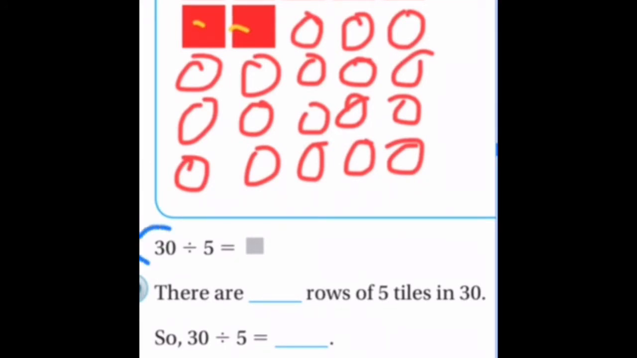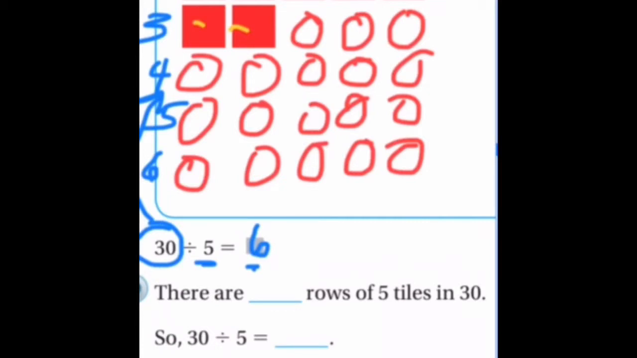We start with the biggest number, 30. That's the total number of tiles that we have in our array up here, 30 total tiles. And it's divided by 5 because we made rows of 5. And then our answer is going to be how many rows did we have? We had 1, 2, 3, 4, 5, 6 rows, so our answer is 6.